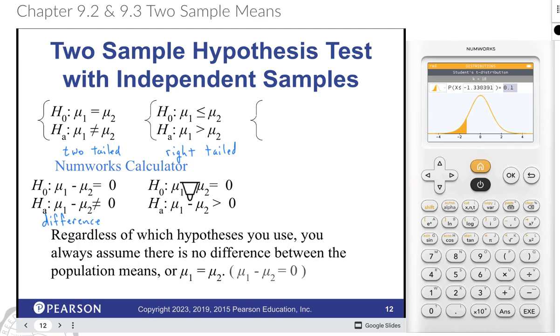And looking at it, if we subtract them, again, the null hypothesis is always equal to 0. The alternative in this case is that when we subtract them, mean 1 is actually greater than mean 2.